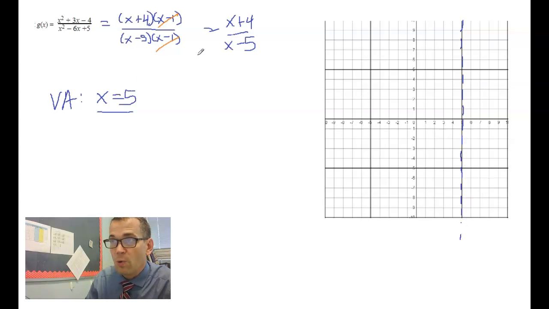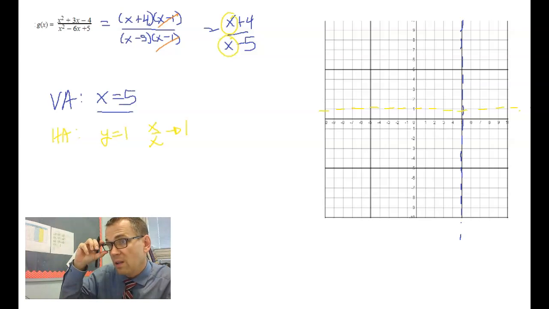To determine the horizontal asymptote, I'm going to look at what the lead terms are doing. So this lead term is x. That will take over for large x's. This takes over for large x's. X over x reduces down to 1. So the horizontal asymptote would be at y equals 1.